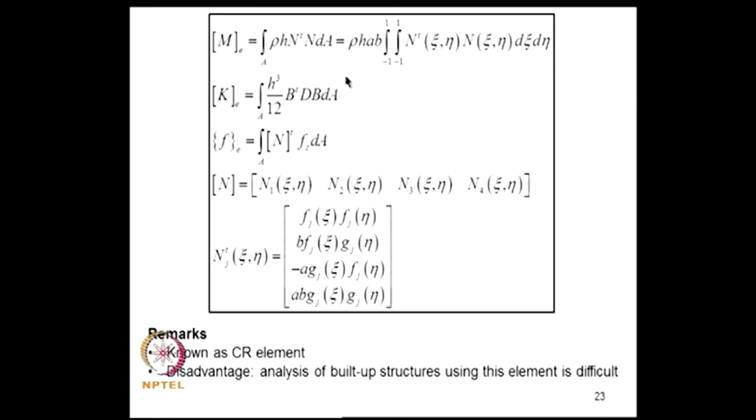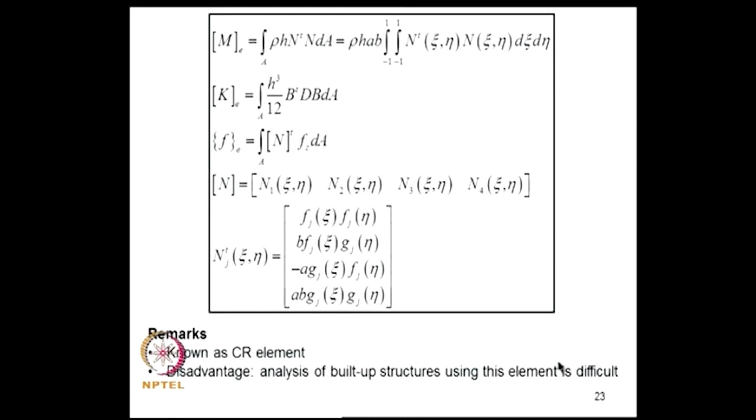These are polynomial, so it can be evaluated exactly, or you can use an appropriate quadrature rule. I am not going to provide the details of this. This element is known as CR element. The disadvantage is that in the analysis of built up structure, using this element is difficult because of that additional node, dou square w by dou x dou y, present at nodes. Most of the other elements would not have that, and there will be a problem in dealing with that.